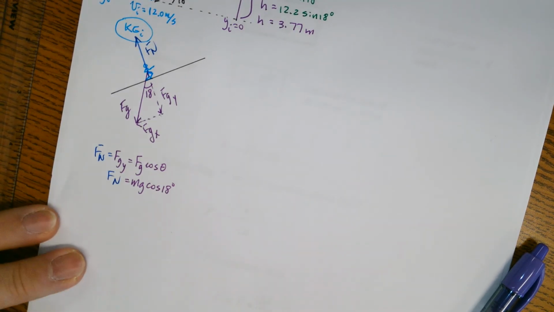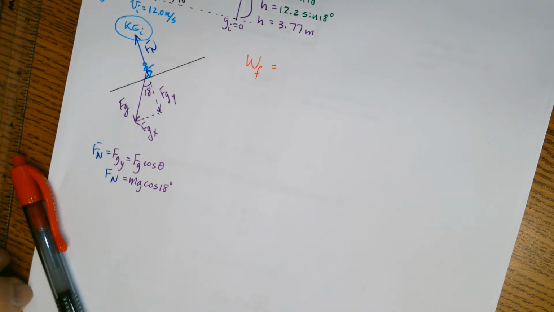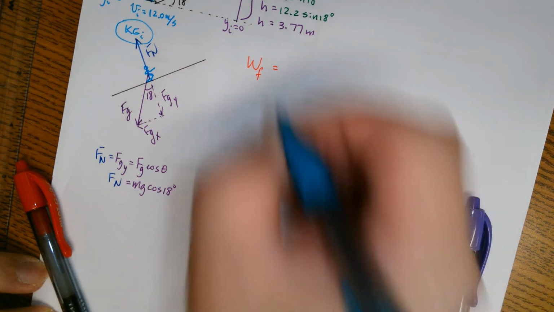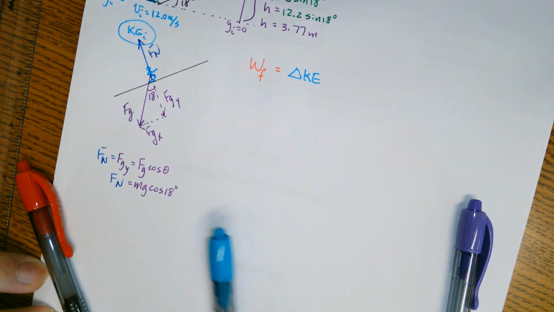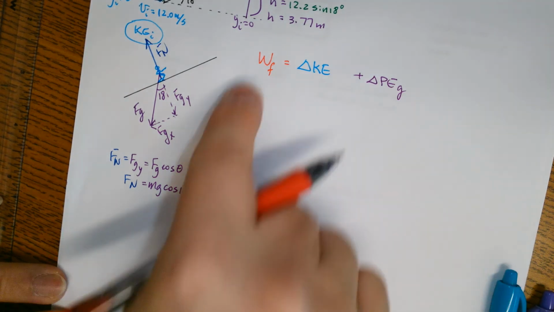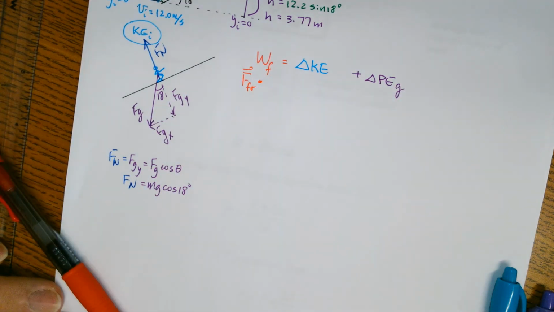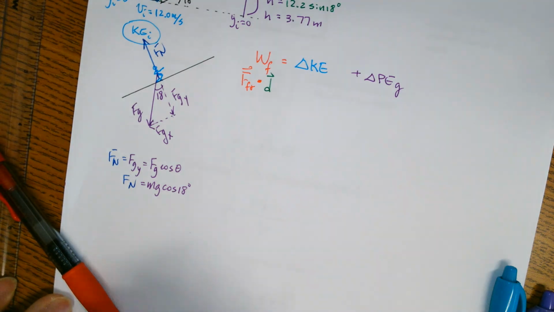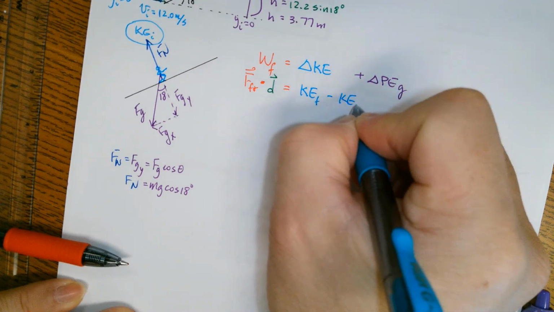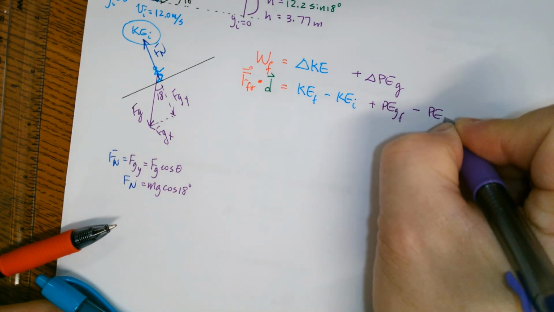All right. So now we can say work done by friction is equal to, again, change in kinetic energy plus change in gravitational potential energy, right? So work done by friction is, again, F friction dot d, and that is equal to kinetic energy final minus kinetic energy initial plus gravitational potential energy final minus gravitational potential energy initial.